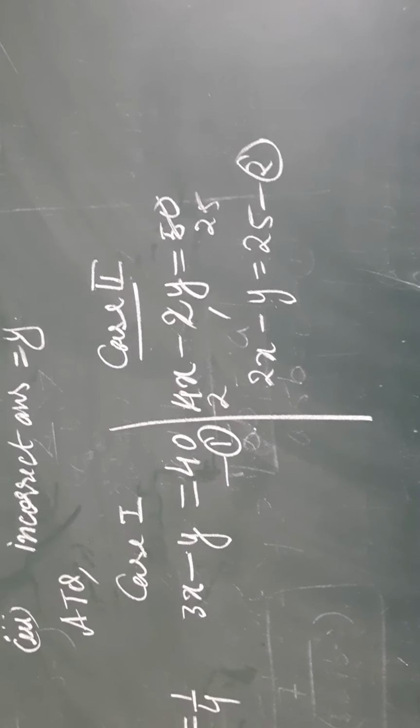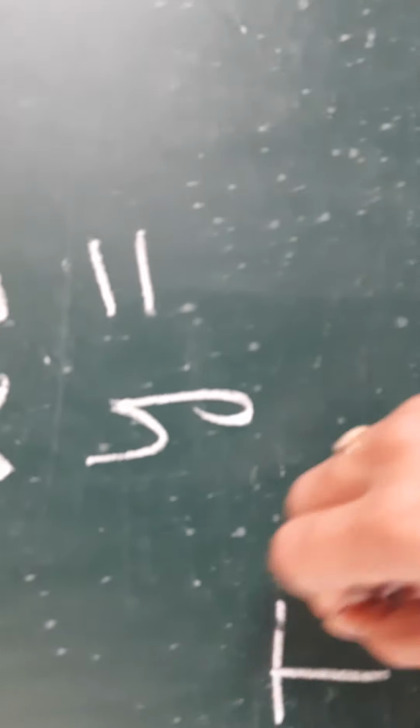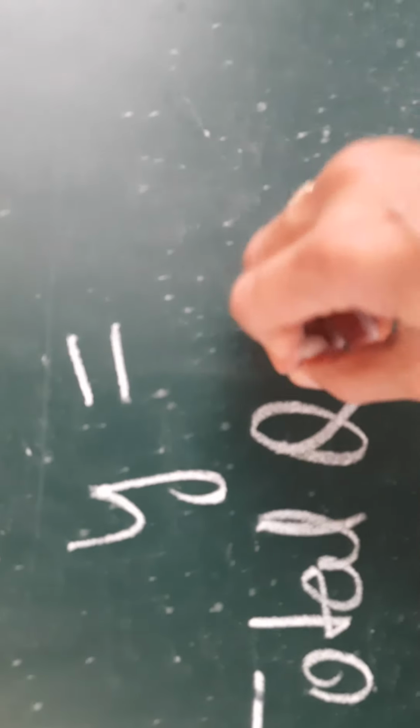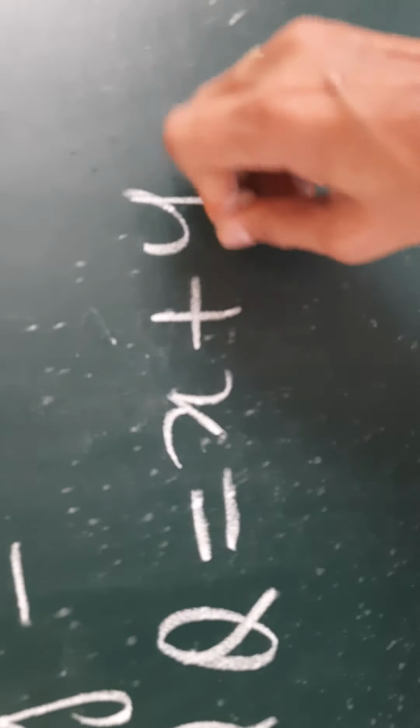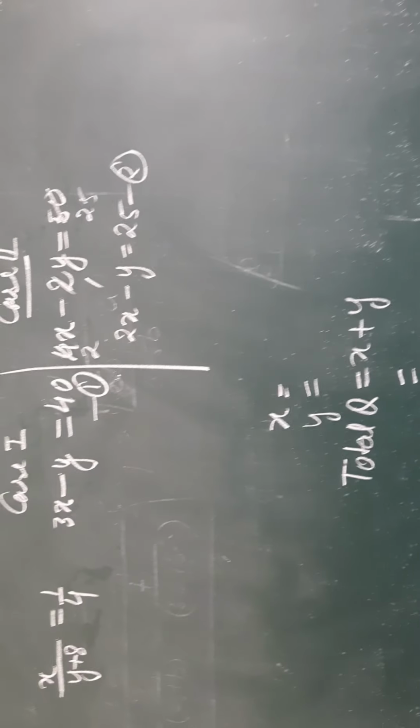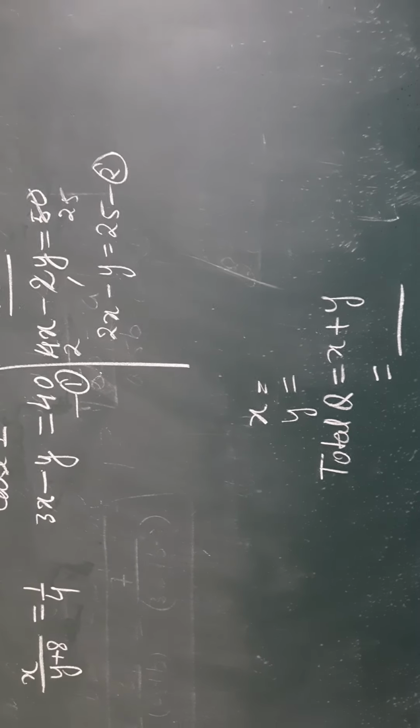But they asked you the total number of questions. So after getting x and y, how will you get total questions? Total questions is equal to x plus y. So just put the values and get the answer for the total number of questions, right?